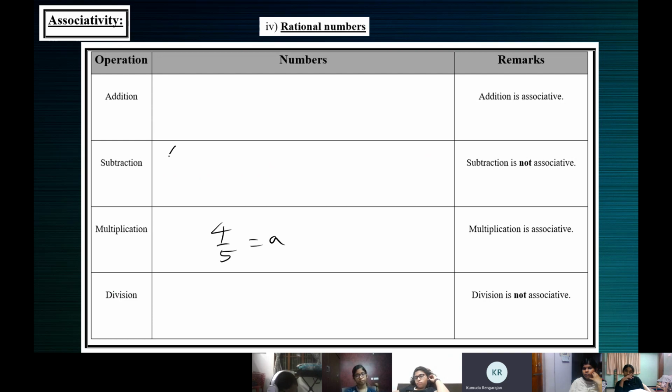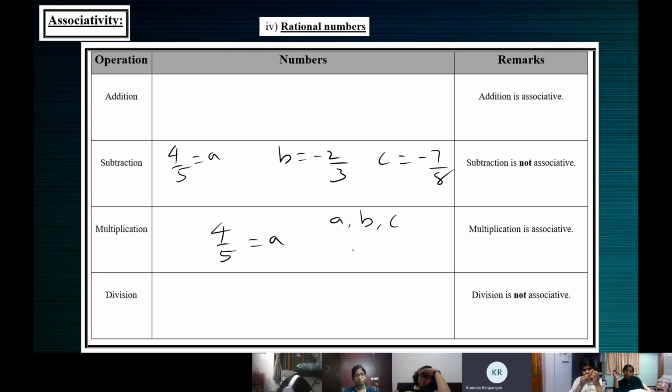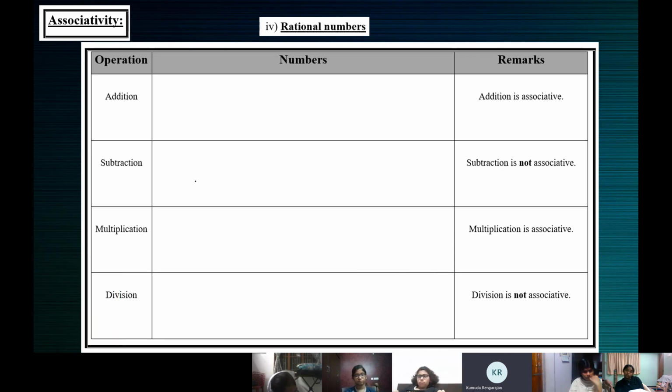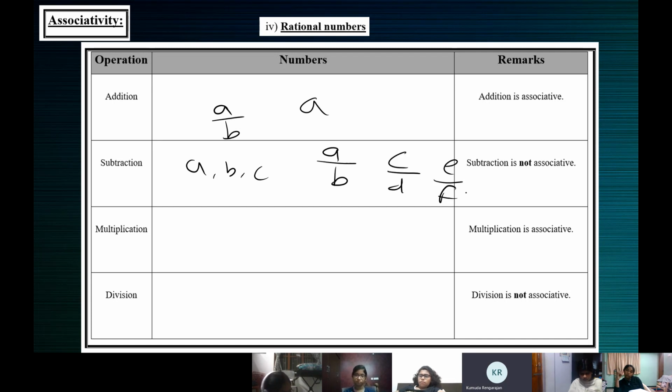Like you can say let A be 4 by 5, let B be minus 2 by 3, let C be minus whatever, like this. You can say let the three rational numbers be A, B, C, or you can say let one be A by B, the other one be C by D, E by F. This is also fine. Let A, B, and C be three rational numbers, or let the three rational numbers be A by B, C by D, E by F. That's also fine.